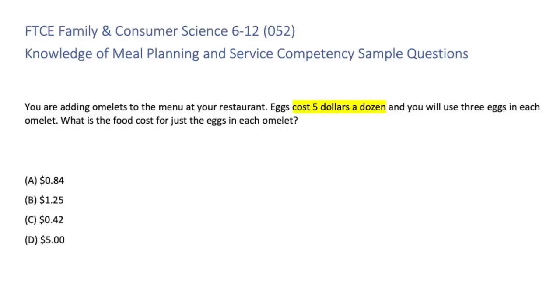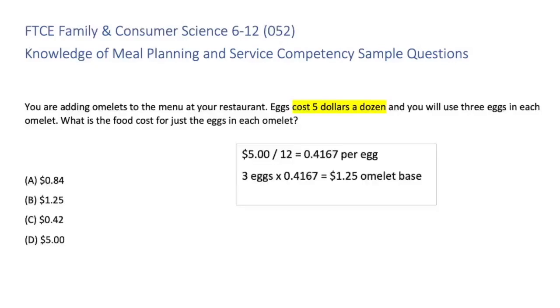This question focuses on menu costing, portion control, and cost analysis. The question isolates one ingredient's cost, the eggs, which is a key step in menu pricing. I've highlighted cost per dozen because that means you'll divide by 12 first. So let's go ahead and do the math.